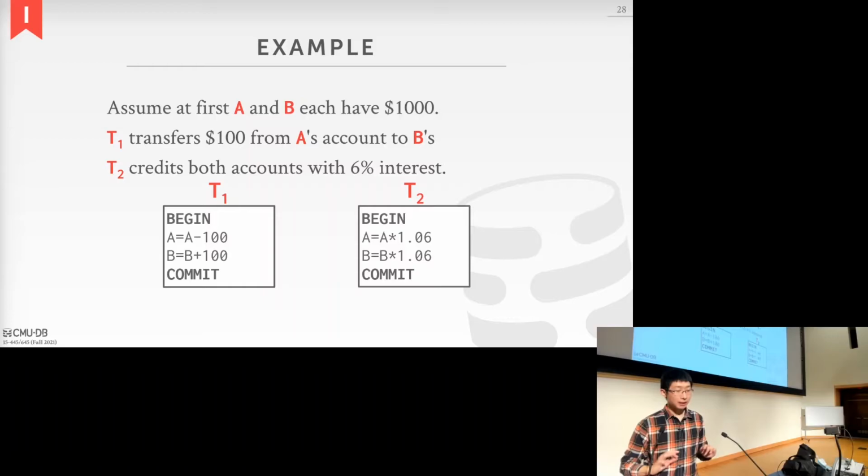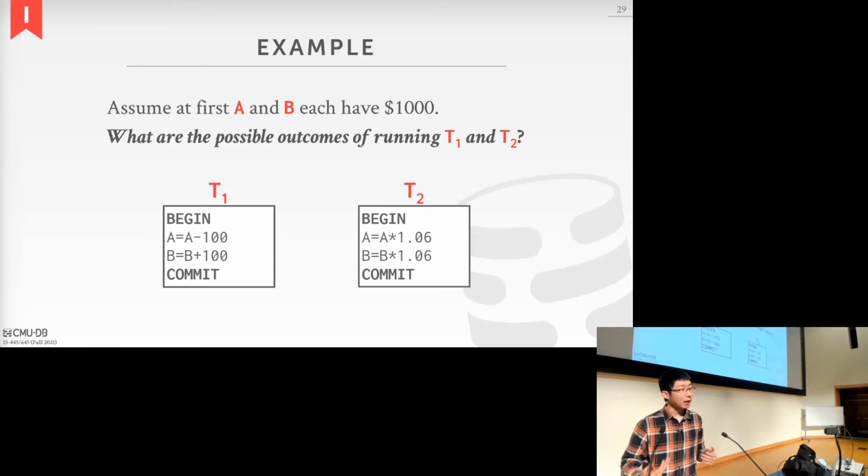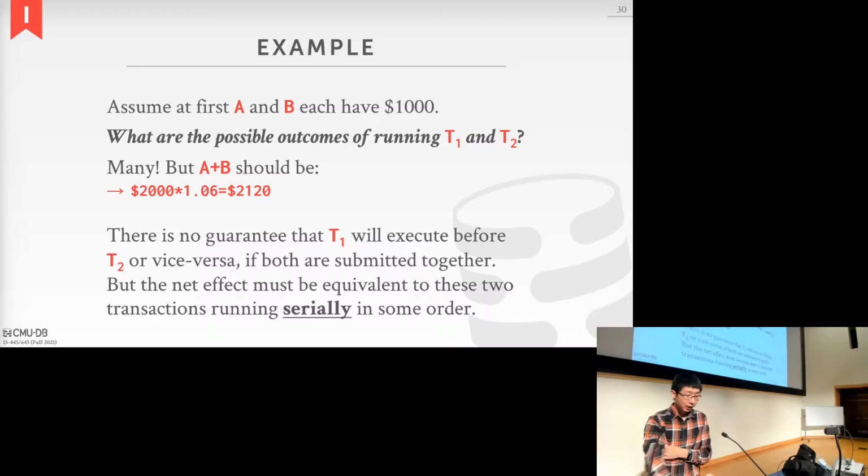And what we want is to ensure that no matter how the database system interleaves operations of these different transactions, so that they can go concurrently, at the end of the day the database system still has a correct state. We will define that more formally later. But intuitively, we can look at what would be the possible results of these two transactions and what would be a desirable result. We can look at that intuitively first. Essentially, we move money from one account to another, and then we credit both accounts with some interest.